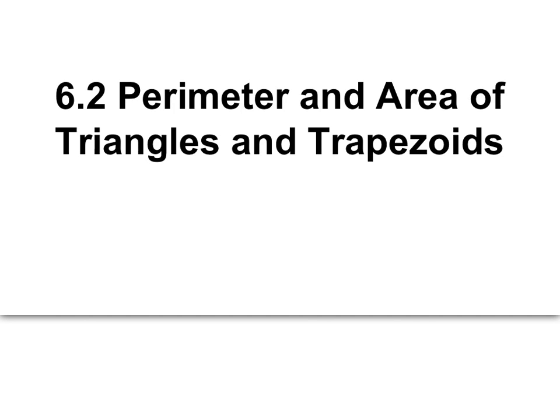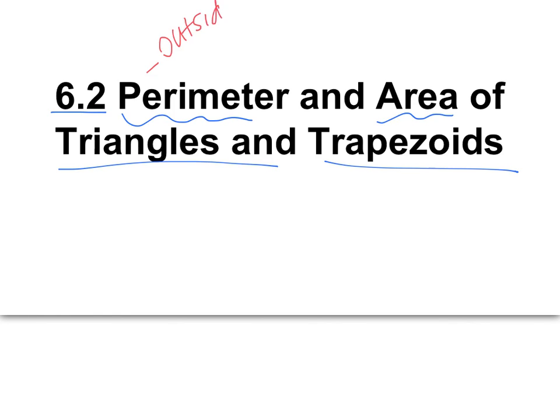Okay, today we are doing 6.2 and we're going to talk about perimeter and area of triangles and trapezoids. So let's do just a quick review. Remember, perimeter is your outside, and remember you can think of a fence. This is when you add up all the sides, and your area is your inside.